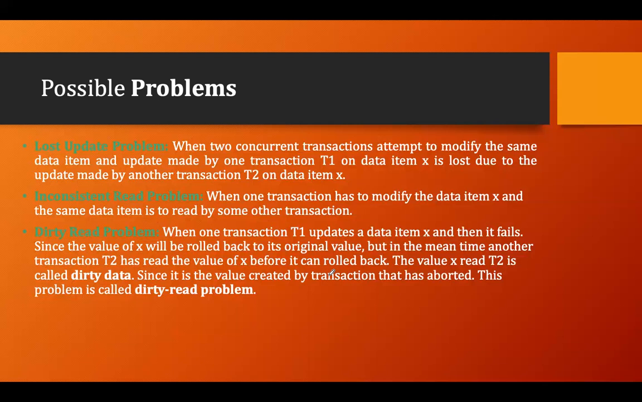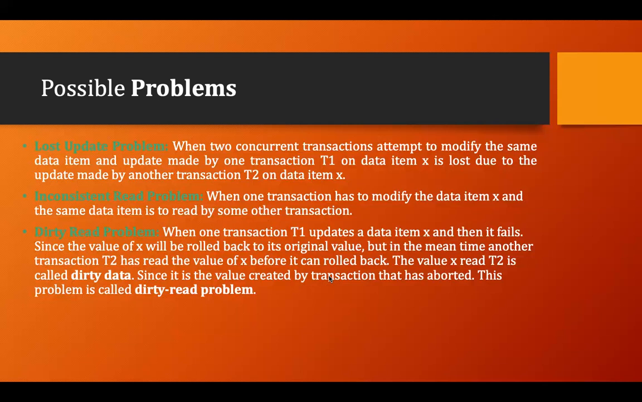The second is called the inconsistent read problem. When one transaction has to modify the data item X and at the same time the same data item is to be read by some other transaction, then it is called the inconsistent read problem. It means, let's say some transaction has modified the data and another transaction is reading the data, but it has to read the original data, not the modified data. At that particular time, there is the problem of inconsistent read.